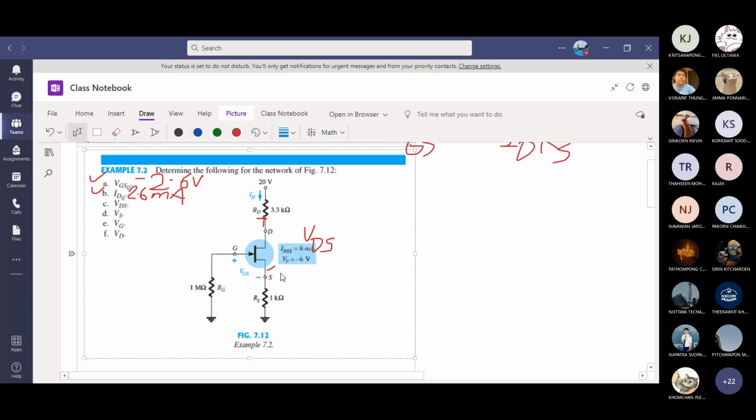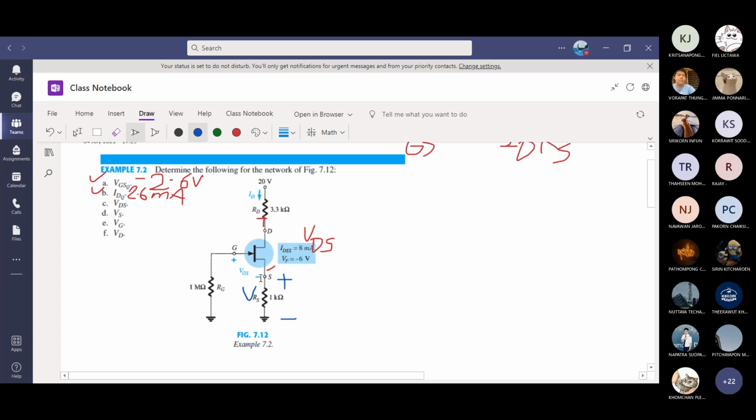VS is here. This is V. So what is the V from top to bottom? It is IDQ times RS. VS will be 2.6 milliamp multiplied by 1 kilo ohm, which is 2.6 volts. VDS is 8.82 volts. VS will be 2.6 volts because that's 1 kilo ohm.